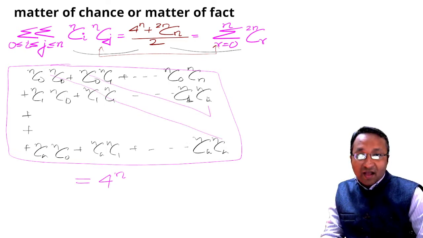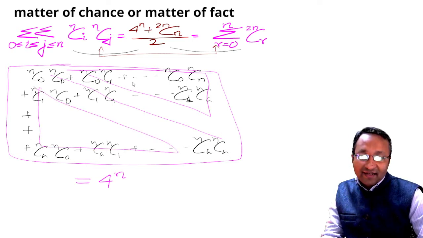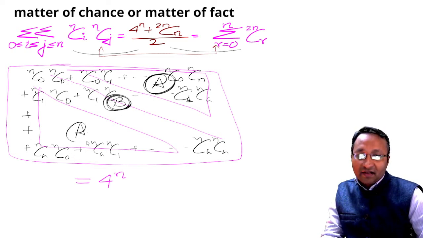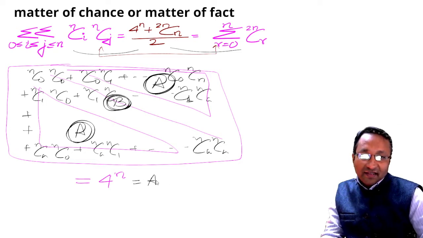That means above the diagonal and below the diagonal, on one side i is less than j and on the other side i is bigger than j. By symmetry, since they both are the same, I assume the diagonal sum to be b, one of these sums to be a, so by symmetry the other is also a. So I realize that 2a plus b, the total sum, is 4 to the power n.